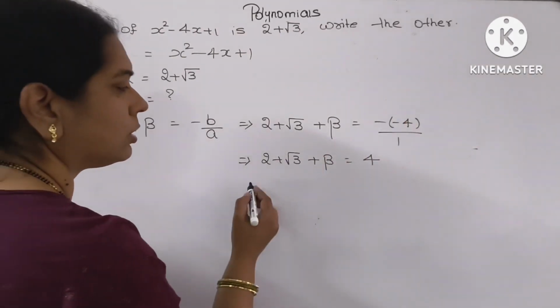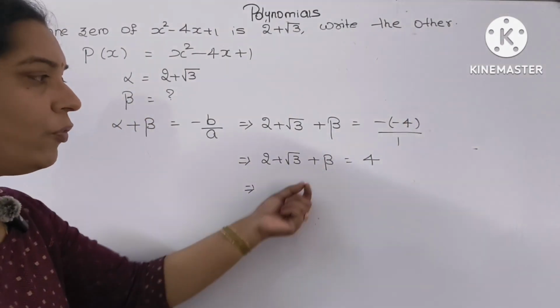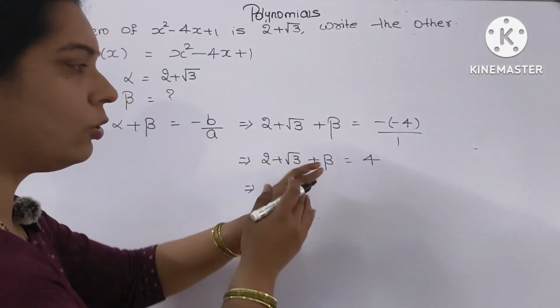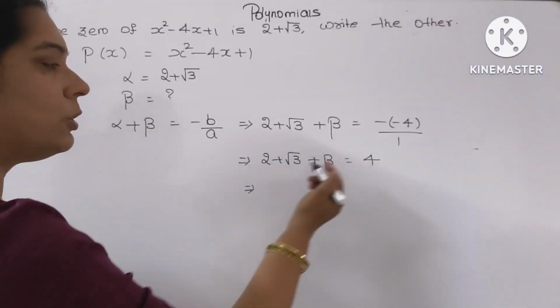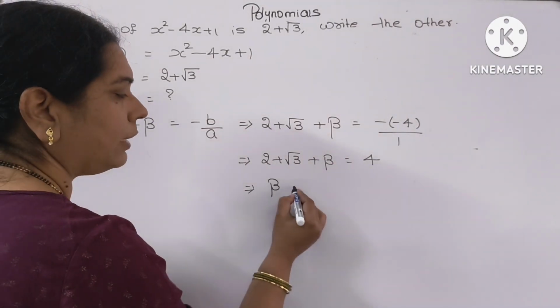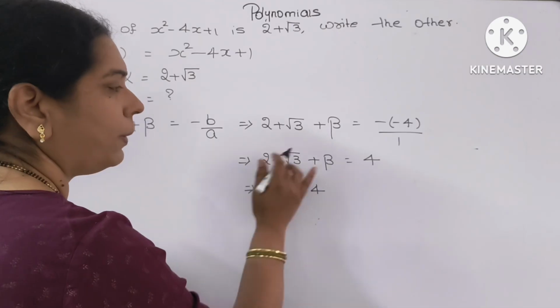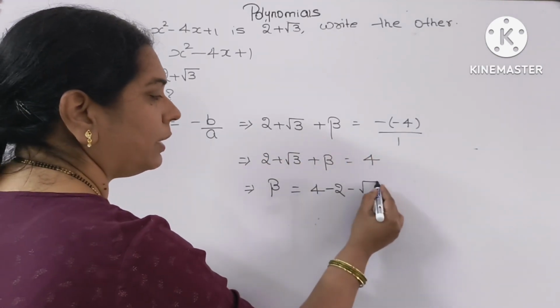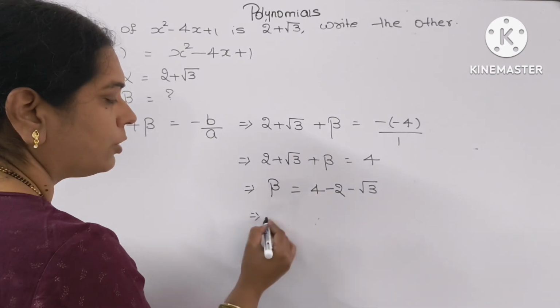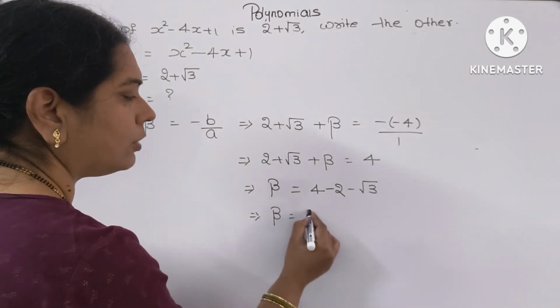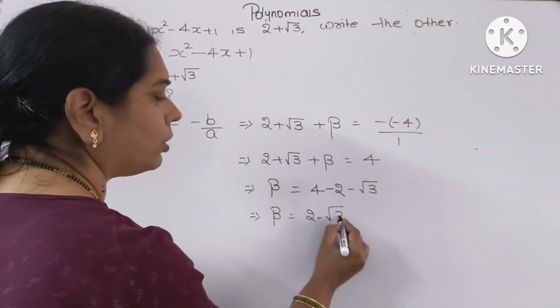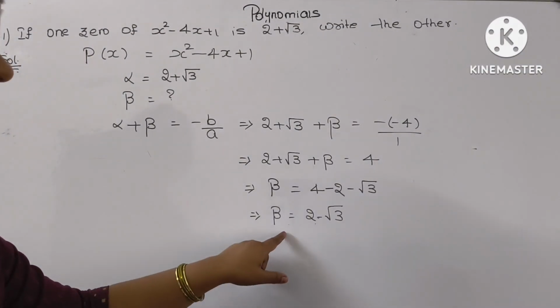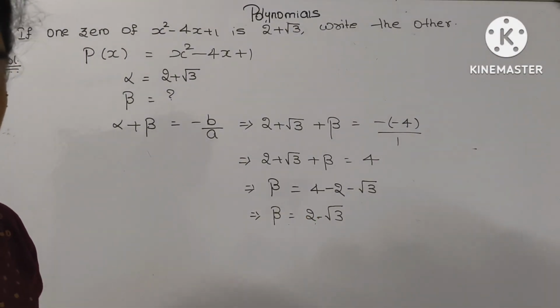Now get all the constants to the other side. What is our aim? To find the other 0, which is beta. So keep beta here. Transpose the other terms to the right hand side. So this will be 4 minus 2, and when it moves, plus root 3 becomes minus root 3. So this will be beta is equals to 2 minus root 3. Therefore, the other 0 is beta equals to 2 minus root 3.